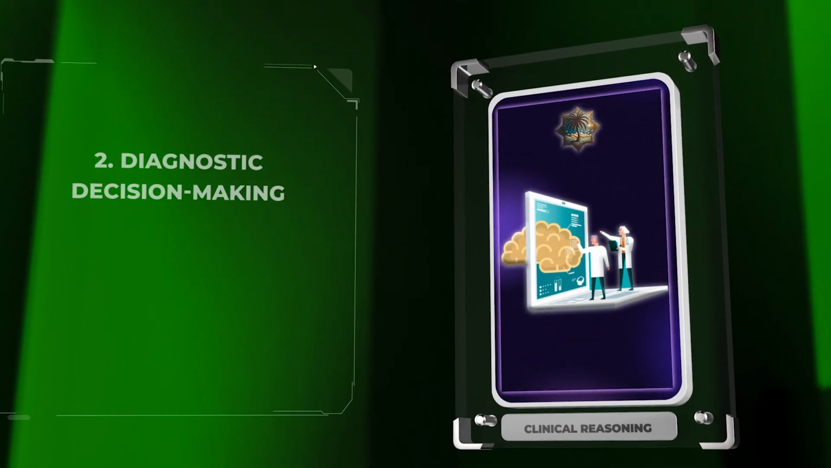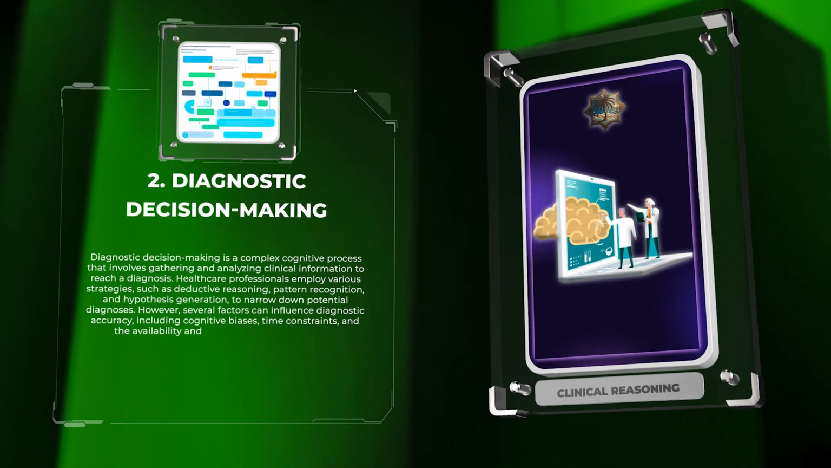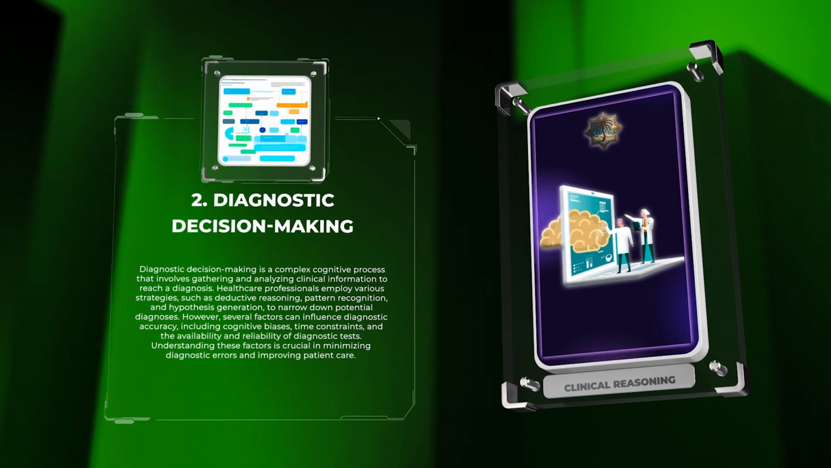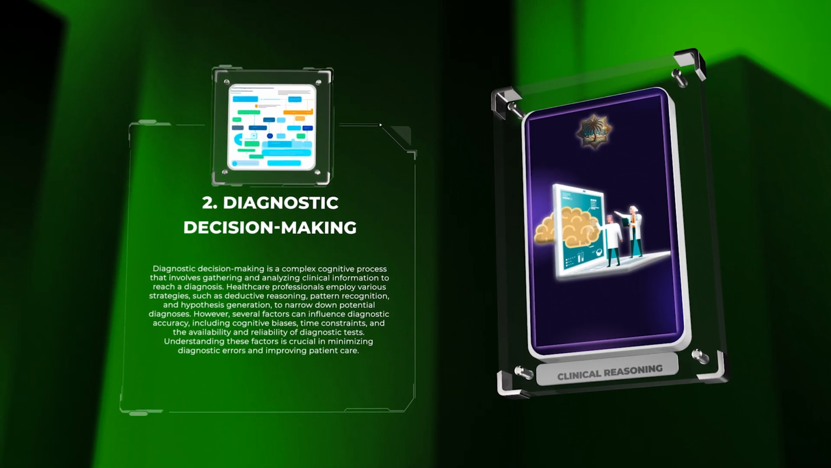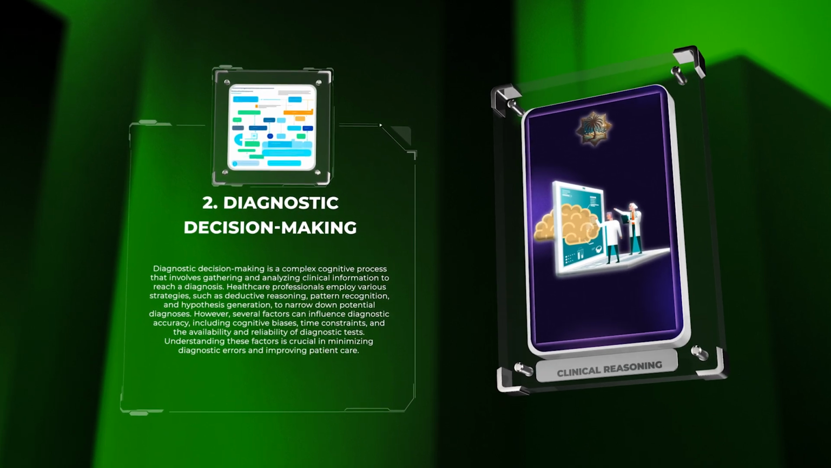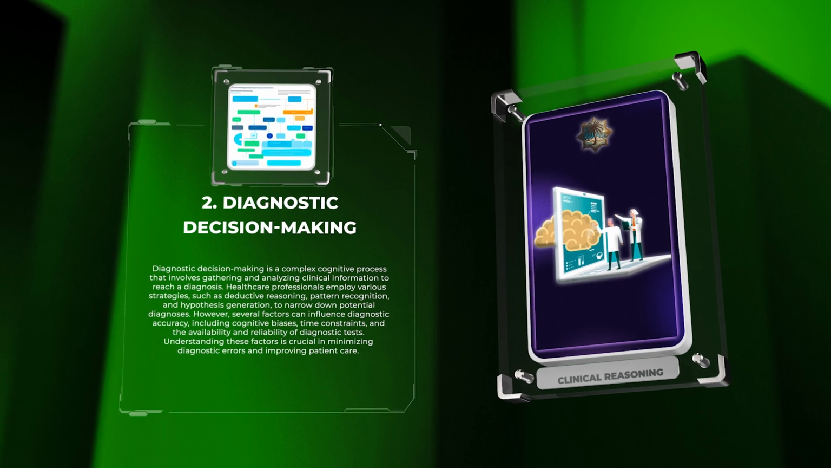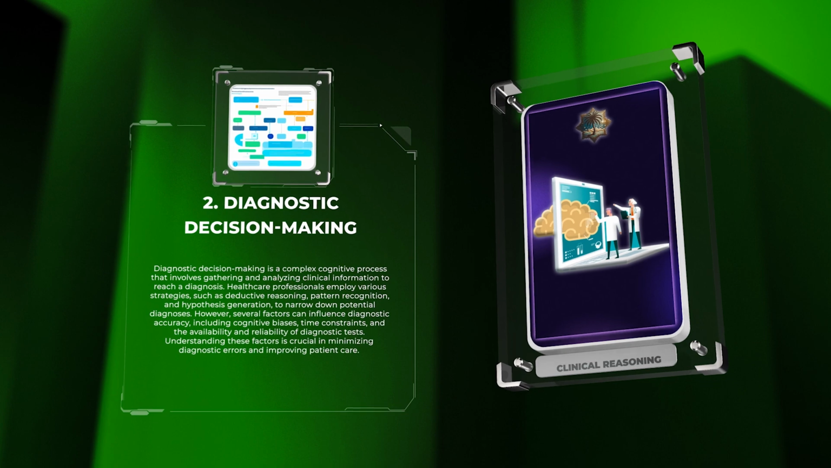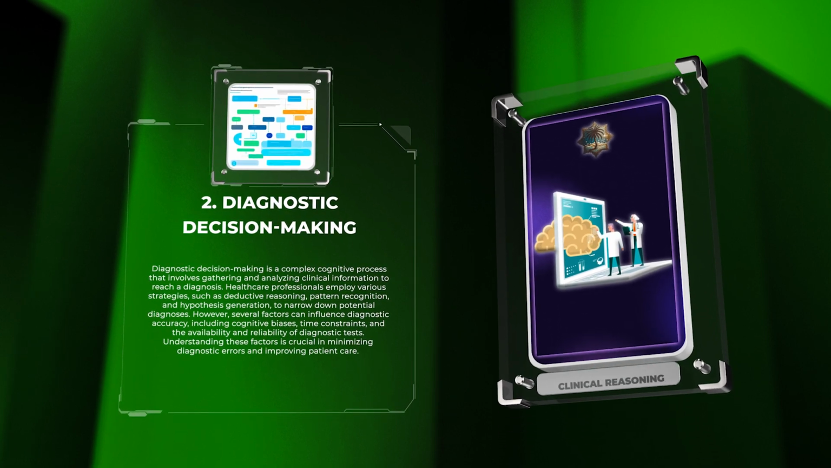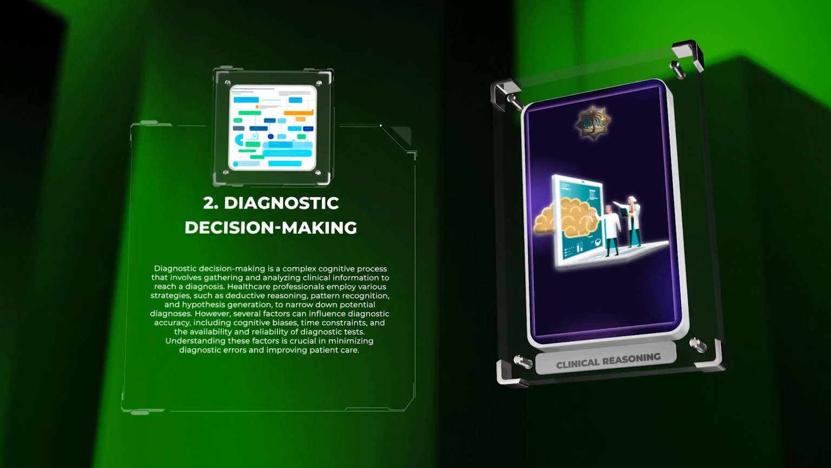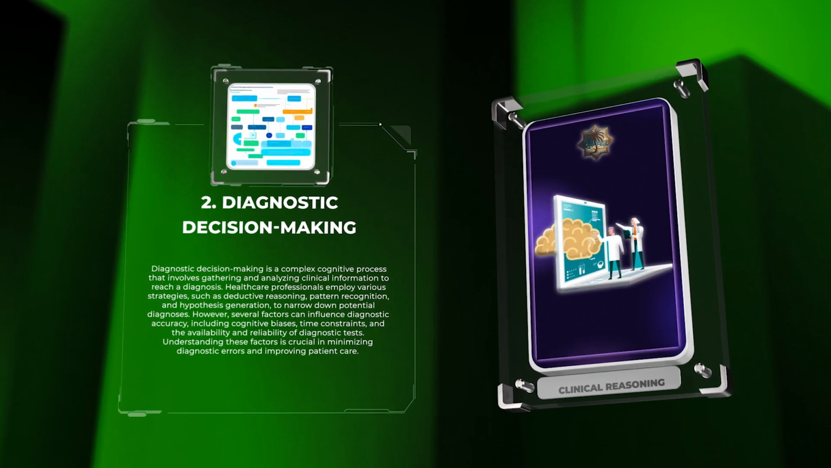By understanding the principles and strategies of clinical reasoning, healthcare professionals can enhance their diagnostic accuracy and improve patient outcomes. Diagnostic decision-making is a complex cognitive process that involves gathering and analyzing clinical information to reach a diagnosis. Healthcare professionals employ various strategies, such as deductive reasoning, pattern recognition, and hypothesis generation, to narrow down potential diagnoses. However, several factors can influence diagnostic accuracy, including cognitive biases, time constraints, and the availability and reliability of diagnostic tests. Understanding these factors is crucial in minimizing diagnostic errors and improving patient care.